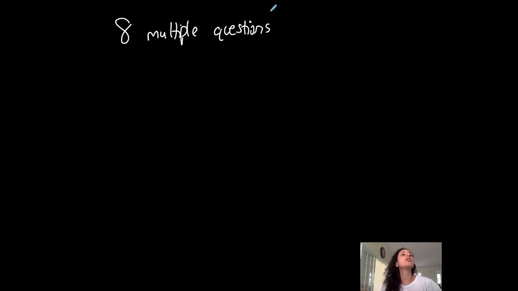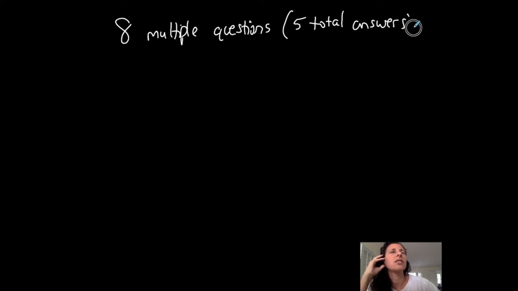Let's say that I have 8 multiple choice questions on a test. I'm randomly guessing each question, and there are 5 total selections for each question. So 5 total answers, right? So A, B, C, D, and E. Let's find the mean and the standard deviation.